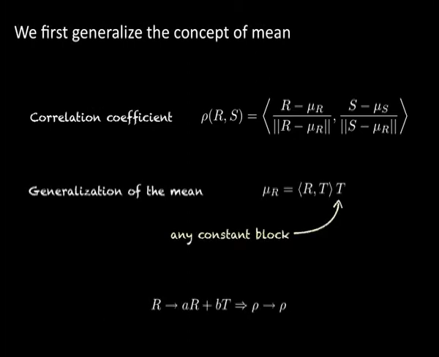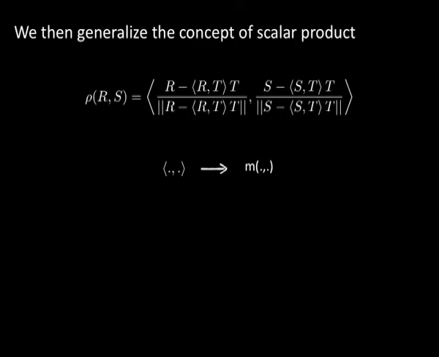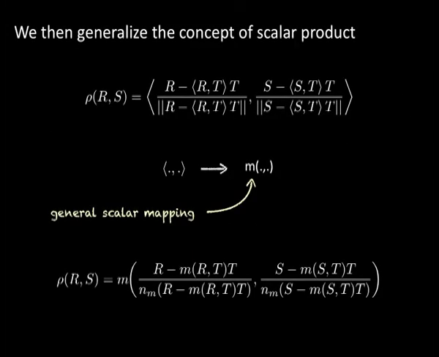To achieve this invariance, let us start with the normalized correlation coefficient, which is invariant under linear transformations of the voxel intensities. Let us first generalize the concept of mean, which can be understood as the projection of an image block R onto a constant block T. Keeping T as any constant block, we obtain a new correlation coefficient which is invariant under any linear combination of T and the initial block R. Now, let's take the generalization one step further by replacing the scalar product by any scalar mapping. This yields a very generalized correlation coefficient.